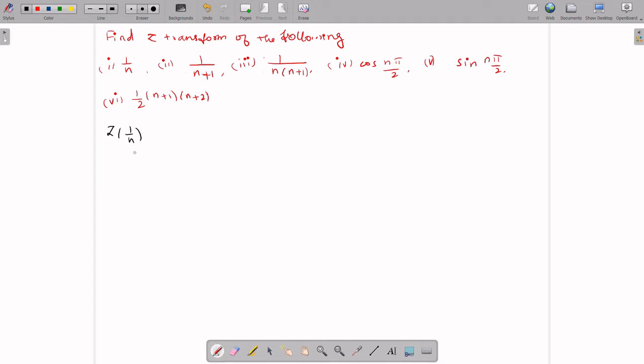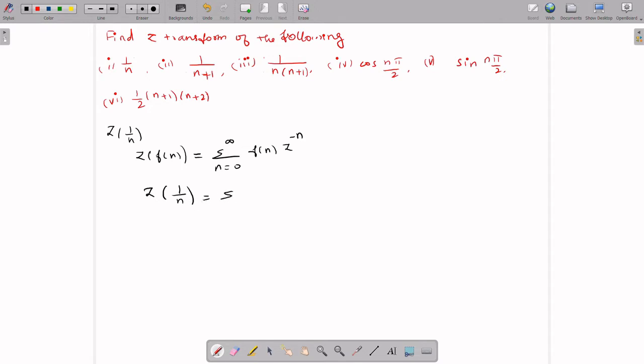First we have to write the summation. What is the Z transform of f of n? Z transform of a function is the summation n is equal to 0 to infinity f of n z power minus n. This is the definition of the z transform of f of n. Now we have to find the z transform of 1 by n.